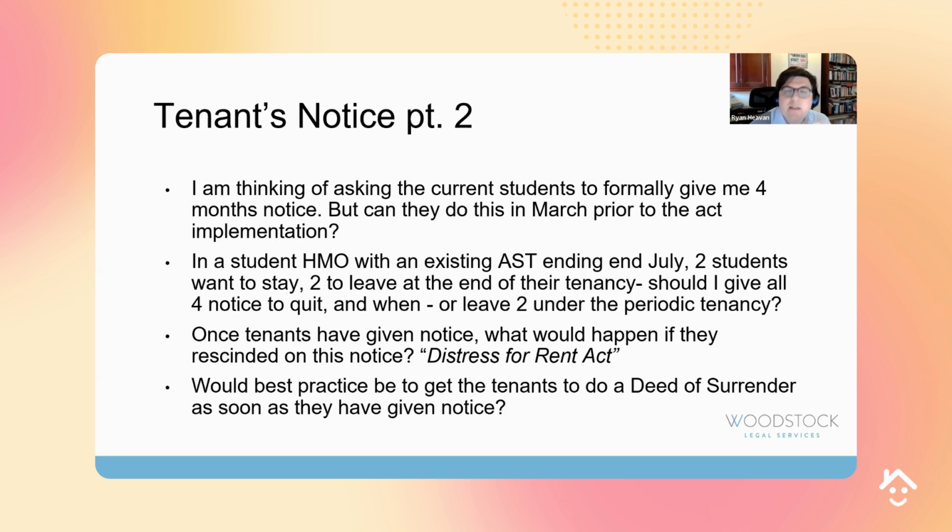Good. Tenants notice part two. I think you're asking the current students to formally give performance notice, but can they do this in March prior to that? So I think this person is just a little bit confused. So students don't have to give 4 months notice. Under the rules, they need to give 2 months notice, or less than 2 months notice if it's been agreed. But let's just say 2 months notice, just to save me saying lots of unnecessary words. So the notice period would be 2 months.